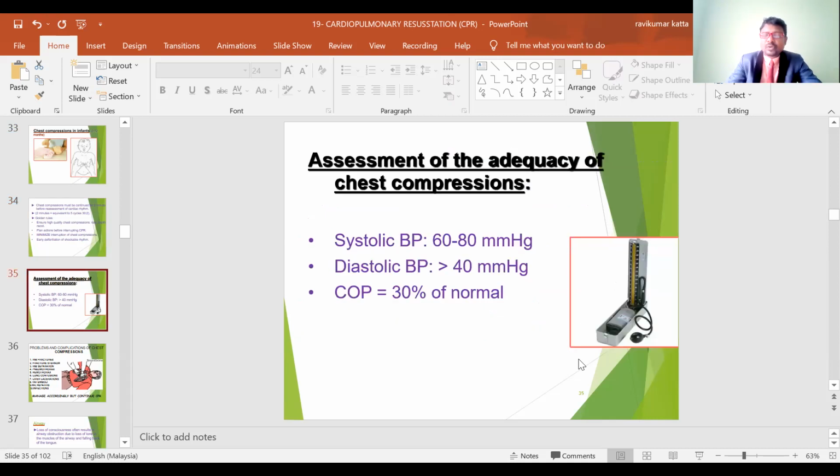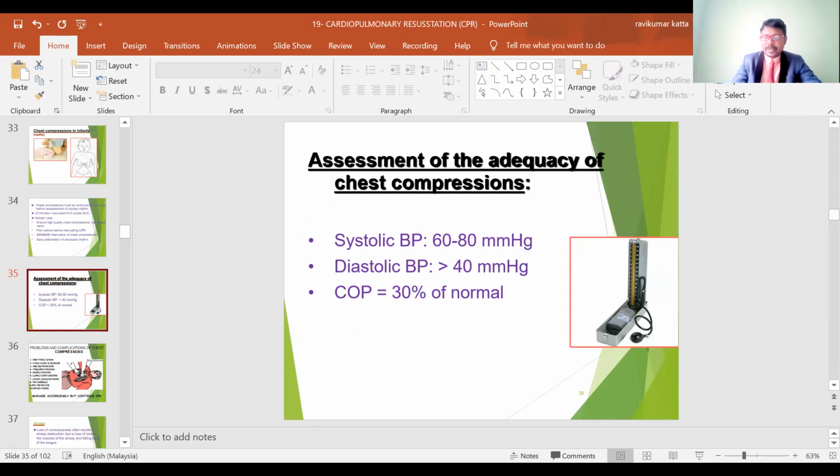In between, after 2 minutes, we have to reassess the patient's blood pressure. We have to check the systolic pressure and the diastolic pressure, whether there is any improvement, and also the cardiac output. We have to check all these things.